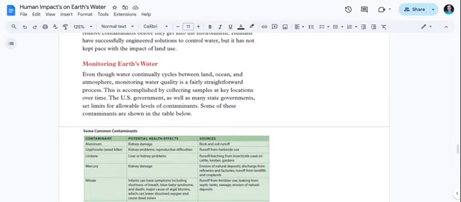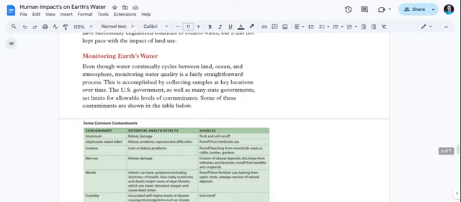Monitoring Earth's water. Even though water continually cycles between land, ocean, and atmosphere, monitoring water quality is a fairly straightforward process. This is accomplished by collecting samples at key locations over time. The U.S. government, as well as many state governments, set limits for allowable levels of contaminants. Some of these contaminants are shown in the table below.